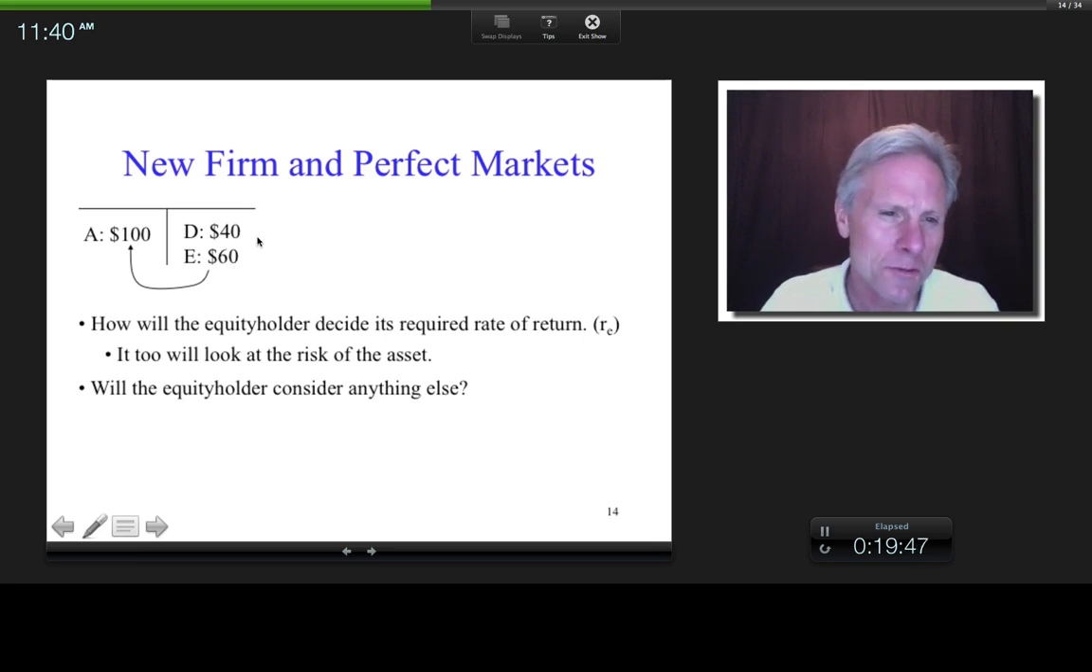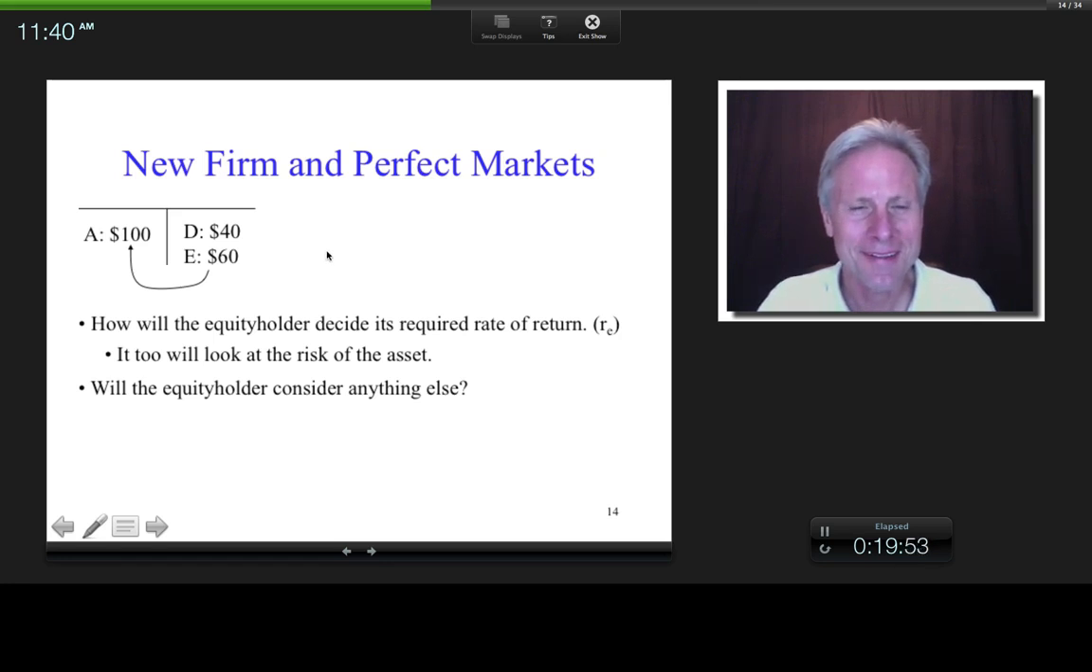Is there anything that you see on this balance sheet, which represents the firm, that the equity holders might care about? Well, what about these guys right here? What about the debt holders? If there's a lot of debt holders, then does that make it, ceteris paribus, which means all else being equal, more risky or less risky if you're an equity holder?